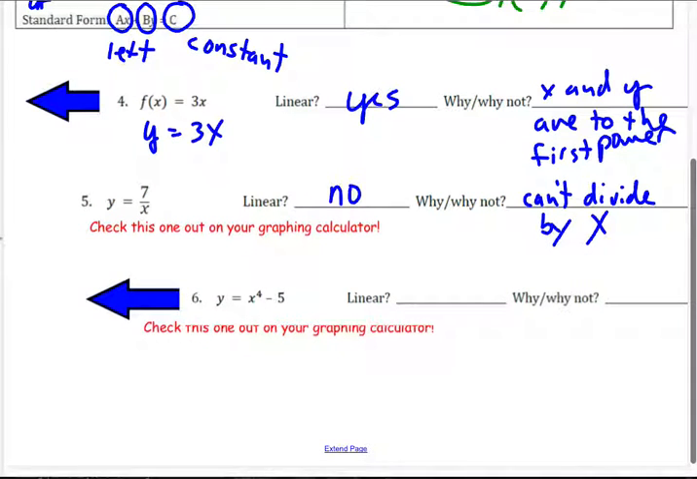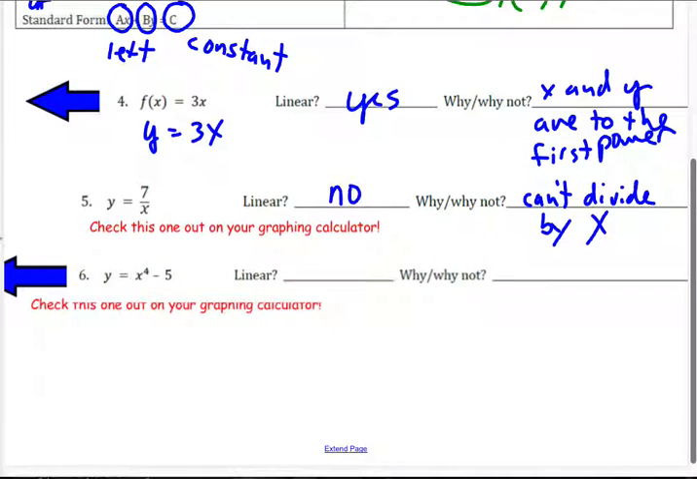Last one here, number 6. Y equals x to the 4th minus 5. Is this a linear equation, yes or no? And you should be saying no. Why not? Well, I would say x is to the 4th power.